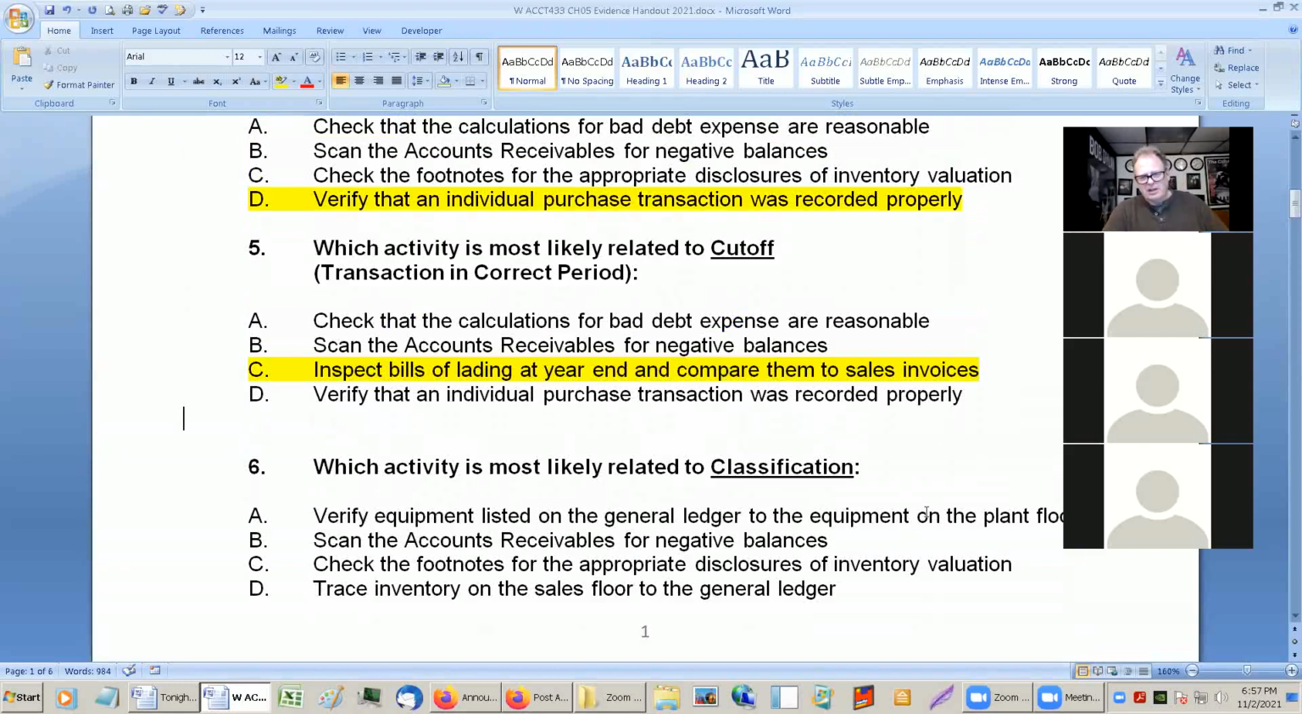Which of the following is most likely related to classification? Okay, that's making sure that it's in the right class. This one is probably the trickiest of all of them.